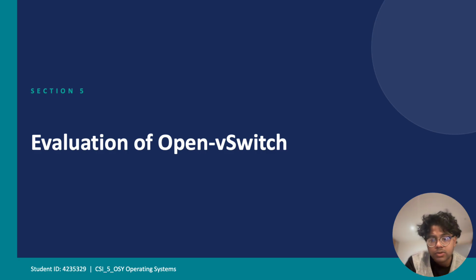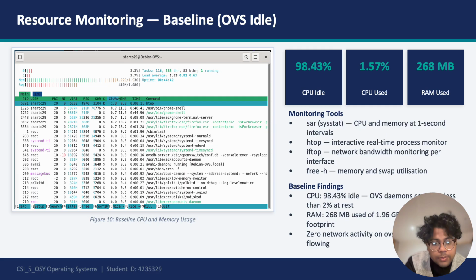Let us start with the resource monitoring. For resource monitoring, I selected four tools. Start with the sysstat package for detailed CPU and memory statistics at 1-second intervals; htop for a real-time visual overview of process resource consumption; iftop for monitoring network bandwidth per interface; and the free command for memory and swap utilization.